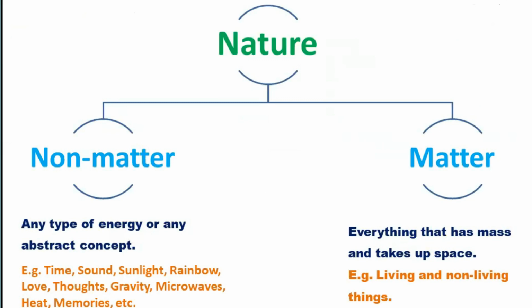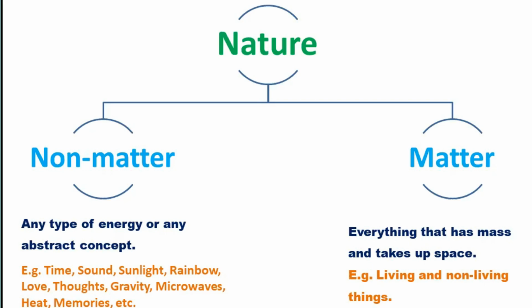What does non-matter mean? Any type of energy or any abstract concept. For example, time, sound, sunlight, rainbow, love, thoughts, gravity, microwaves, heat, memories, etc. These are non-materials. Any type of energy or any abstract concept, anything that does not have mass and does not occupy space is non-matter.